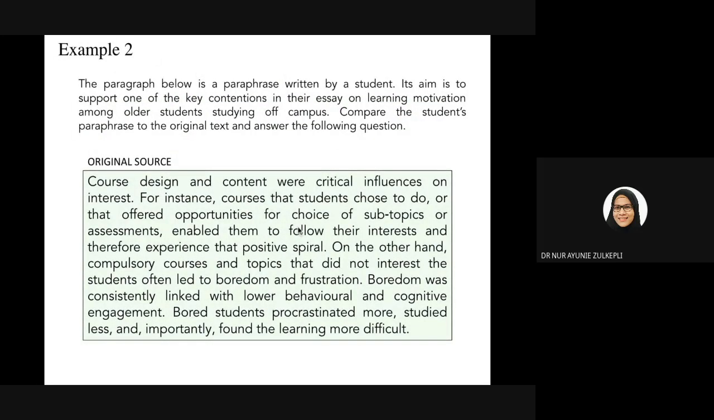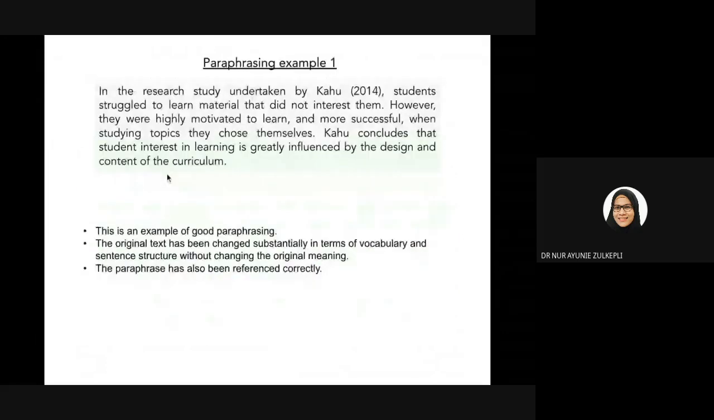This is the second example. The original source is here, and then the types of paraphrasing. This is an example of good paraphrasing. The original text has been changed substantially in terms of vocabulary and sentence structure without changing the original meaning. The paraphrase has also been referenced correctly. So you go back and look at this paraphrasing example and practice it in your writing.